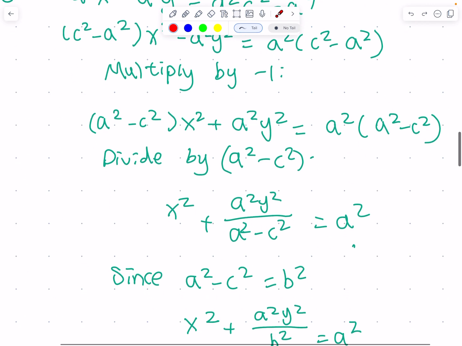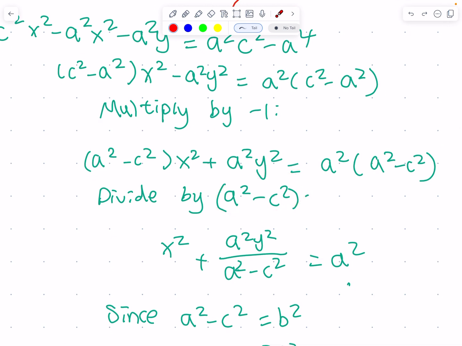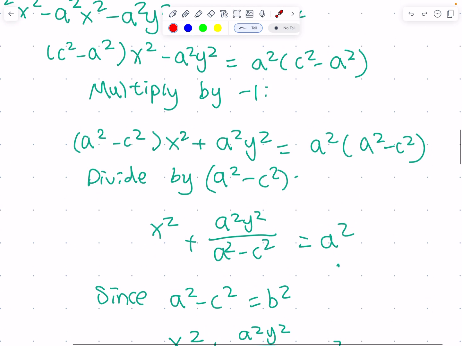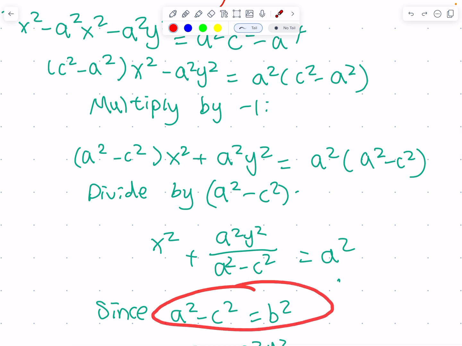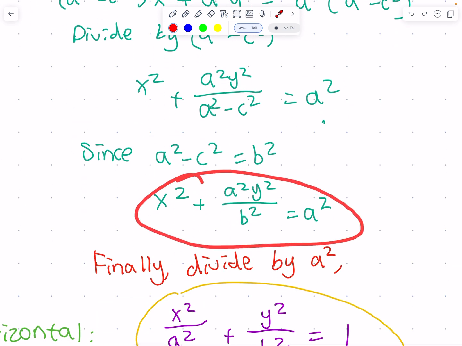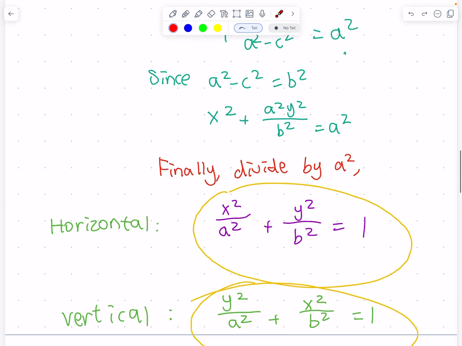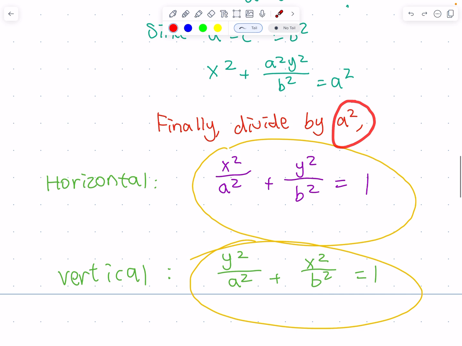So divide by a squared minus c squared, then that'll be x squared plus this thing plus this. Since a squared minus c squared is equal to b squared, x squared plus a squared y squared divided by b squared is equal to a squared. So finally divide by a squared, and we'll get this equation.